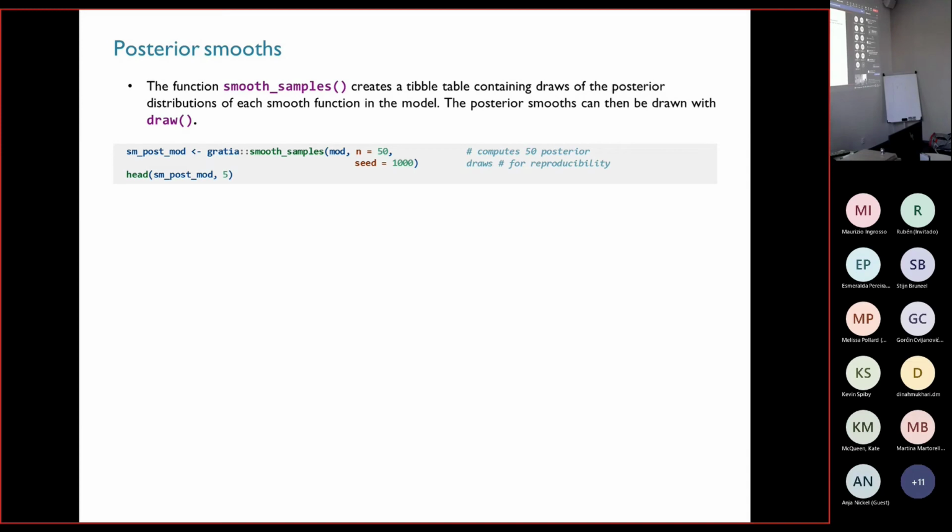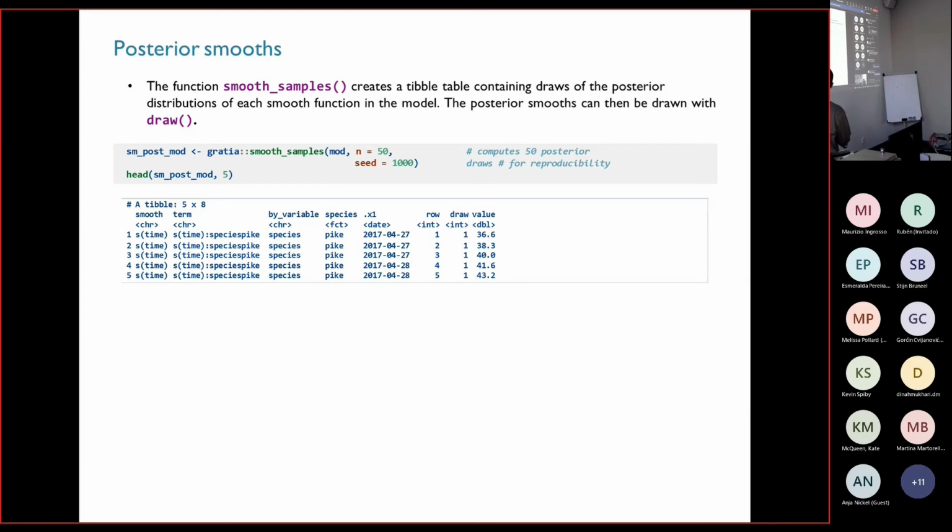Another interesting function included in this package is the posterior smooth draws from the table. The smooth samples function basically creates a table containing draws of the posterior distribution of each smooth in the model. For me, this is the most interesting feature of this package, because from the function we obtain a very clean table that we can then convert to a data frame or whichever format we want, and we can further analyze and manipulate this data, transform whatever you want.